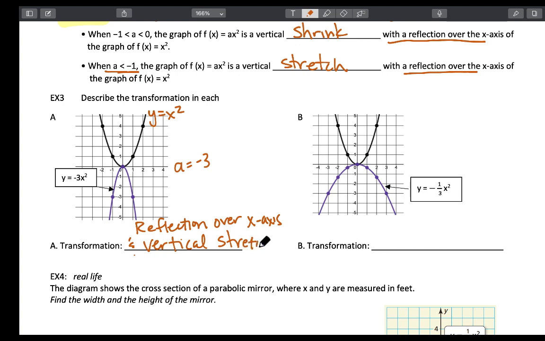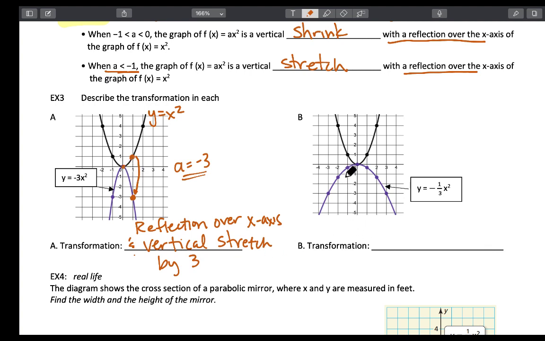Now check it out. We just said our a value was -3, right? And it's a vertical stretch by 3. This point on my parent function, 1, 1, now is reflected over that x-axis and goes to 1 over and -3 down. So that a value is going to help us find those points right next to our vertex point.